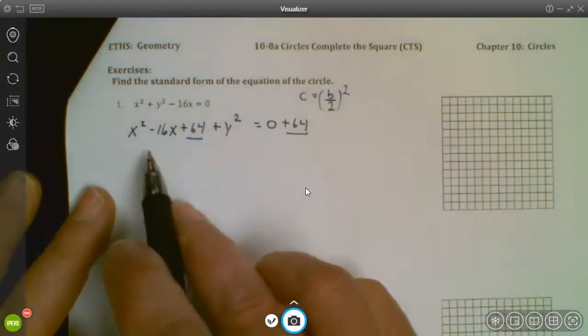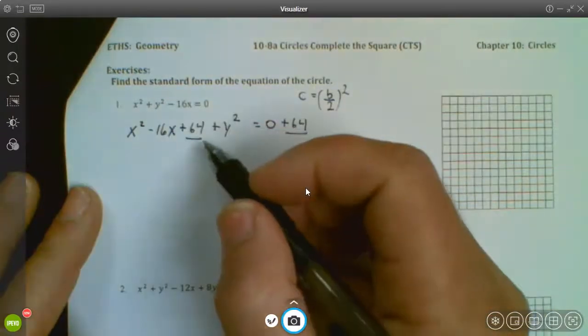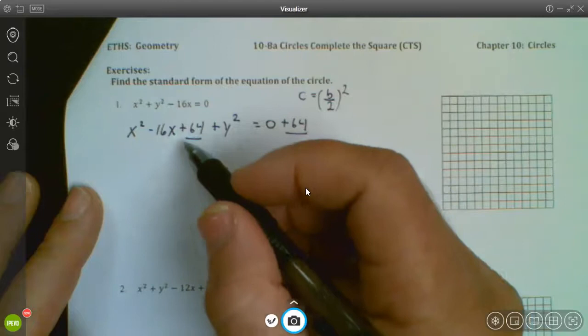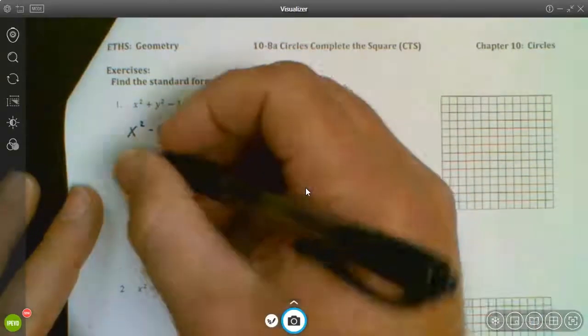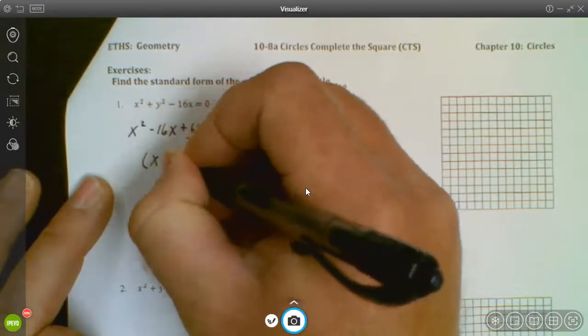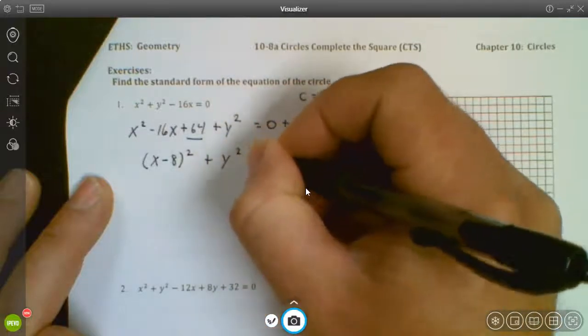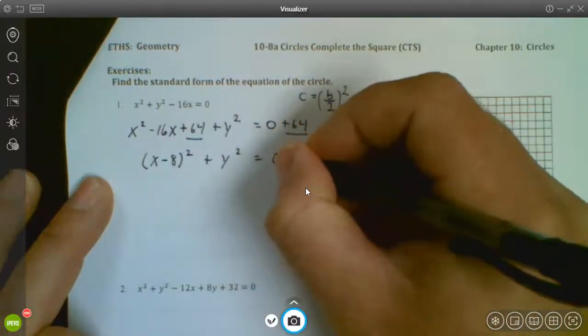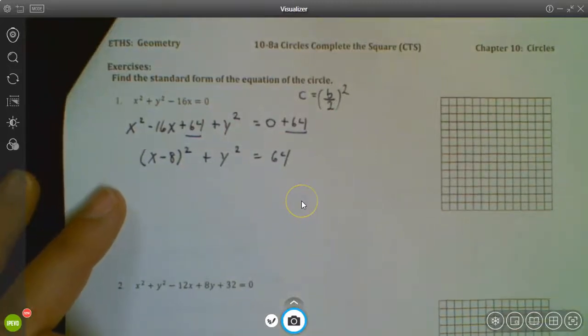Let's get this guy into the proper form. So if we said products of 64 that would add to be negative 16, should be negative 8 and negative 8. So we would write this as x minus 8 squared. Then I got my y squared. Over here I just have my 64. And that's it. So that would be the standard equation of the circle.